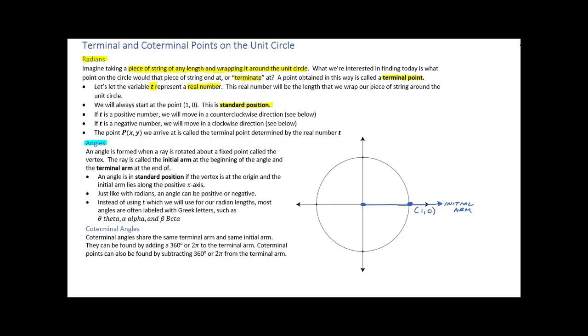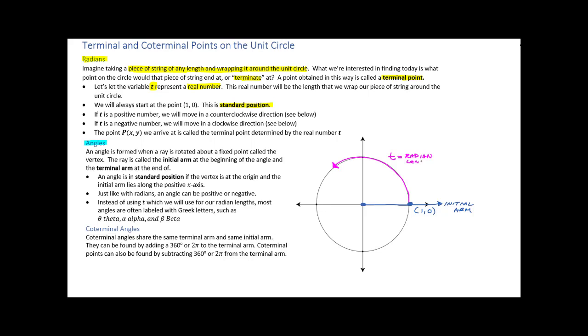Imagine something like this. I'm just going to draw. We don't know how long this is, but we'll just say, imagine it takes us around. Here's this length. I've hit here. I keep going. We'll say we stop right there. So t would represent the length. t is that radian length.